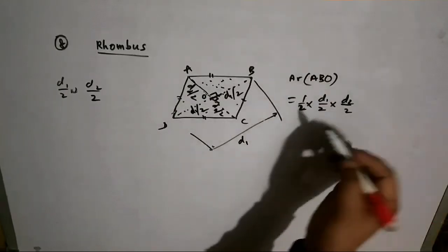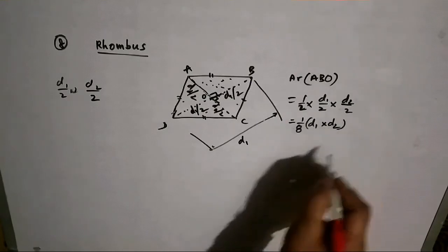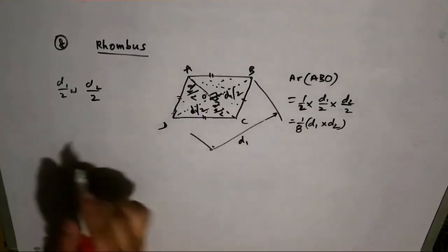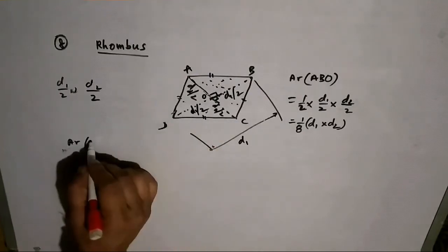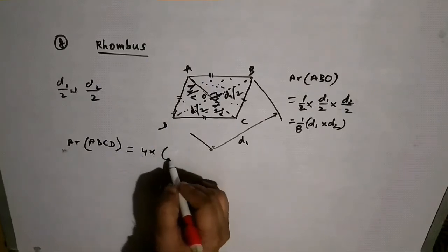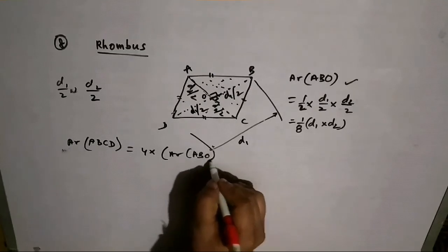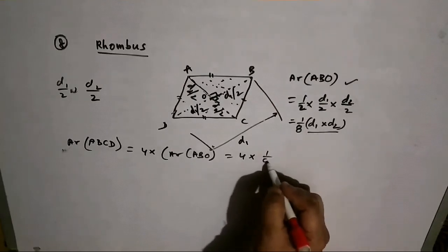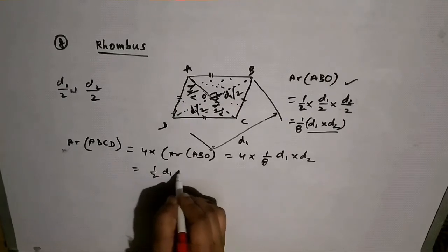If you apply the same logic, the same kind of area would be for this triangle and that triangle, and all four triangles would have the same area. So the area of rhombus ABCD would be 4 times the area of this triangle. So area of triangle ABO would be 4 times the area of this triangle, and that is 1 by 8 D1 D2. So that would be 1 by 2 D1 by 2 D2.